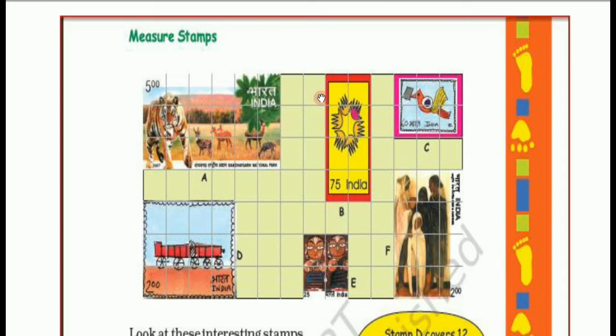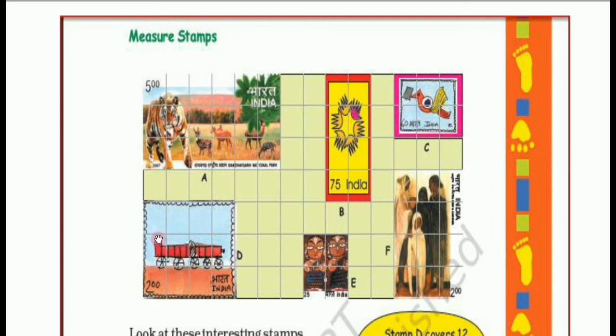Now area of stamp B, length is 1, 2 and breadth is 1, 2, 3, 4. So length 2 into breadth 4. 2 4s are 8 square centimeter. Then here area of stamp C is length is 3 and breadth is 2. So 3 2s are 6 square centimeter.